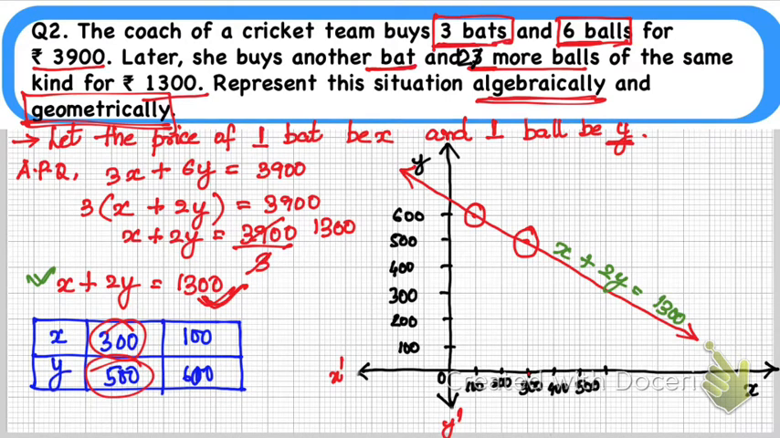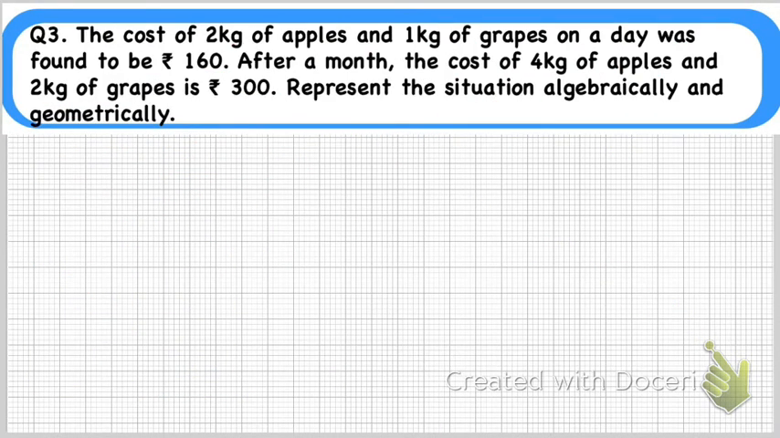Moving on to the next question. So here in this question, it is said that the cost of 2 kg apples and 1 kg of grapes on a day was found to be 160. After a month, the cost of 4 kg of apples and 2 kg of grapes was rupees 300. Represent the situation algebraically and graphically, meaning geometrically. So we will assume that the cost of 1 kg apple be x and 1 kg grapes be y.